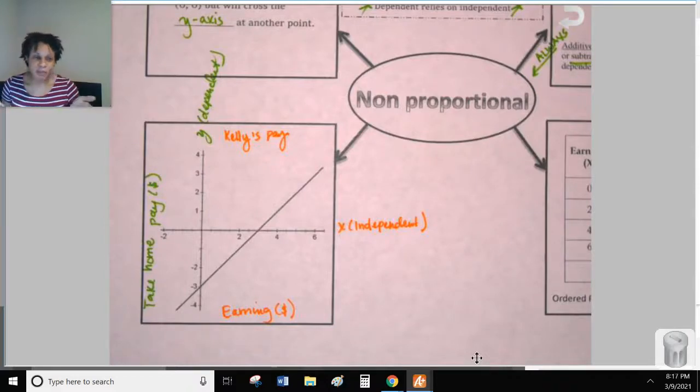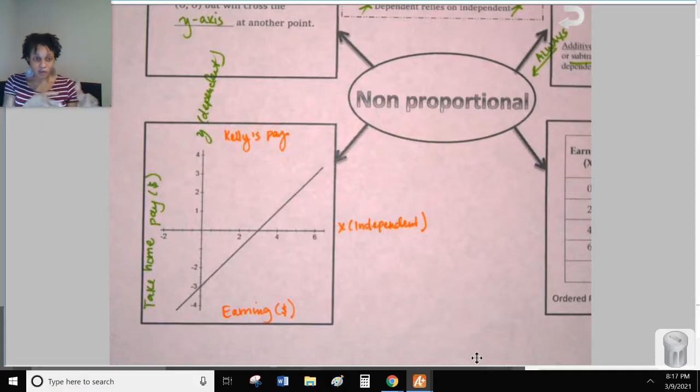So she has a discounted price. She only has to pay $3 a day for parking. So every day, if she makes $240, she has to subtract $3 because she has to pay for parking. So that is what a non-proportional relationship would look like.